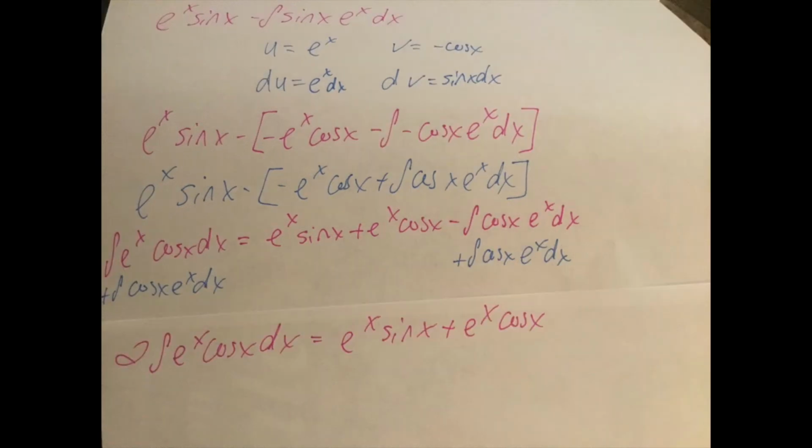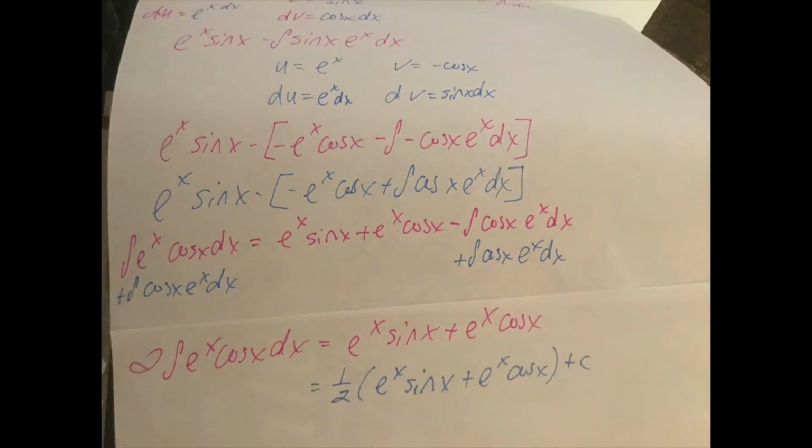So we combine like terms, and the original problem was to find the integral of e to the x cosine x dx. So we need to divide everything by 2, and the way I write it is I just have everything times 1/2, and I factored it out.